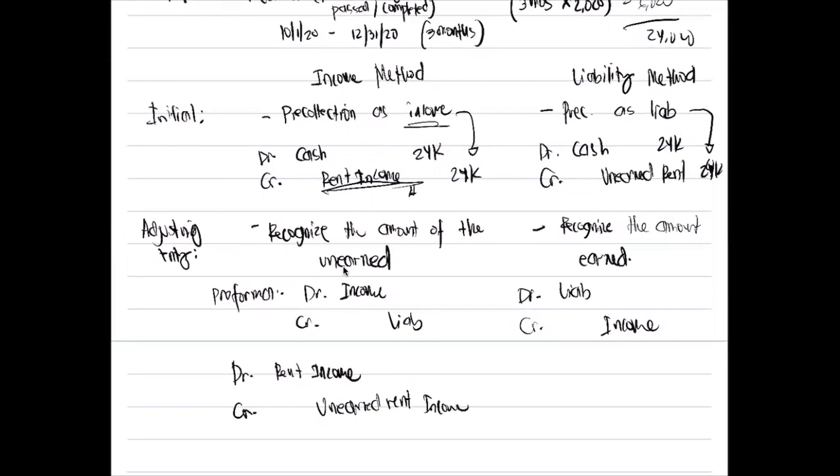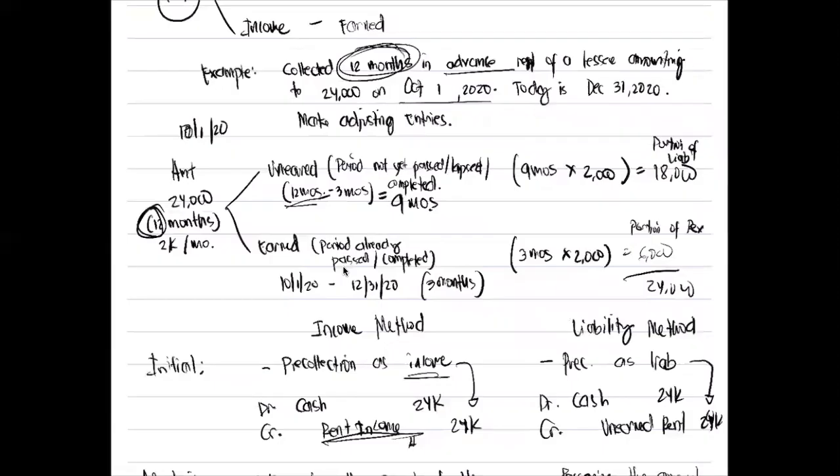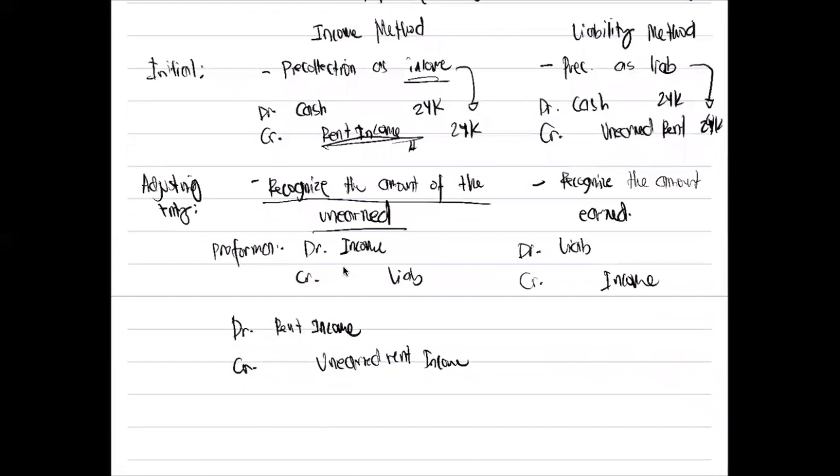And then, we need to recognize the amount of the unearned. Magkano yung unearned natin, guys? So, balikan natin dito. Unearned is 18,000. So, dapat ang ilalagay natin dito, debit rent income, credit unearned rent income, 18,000. Okay? Sabi kasi natin sa adjusting entry niya, you need to recognize the amount of the unearned. So you debit income and you credit liability.